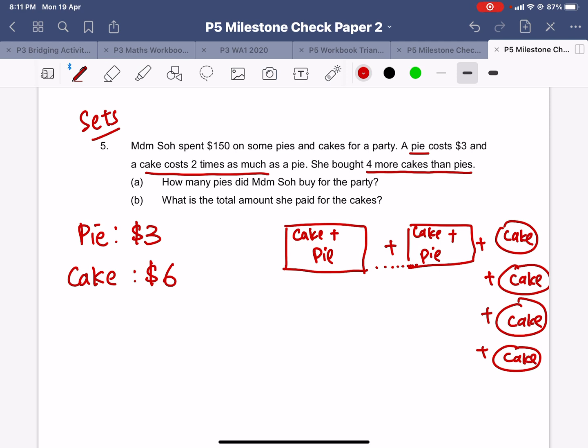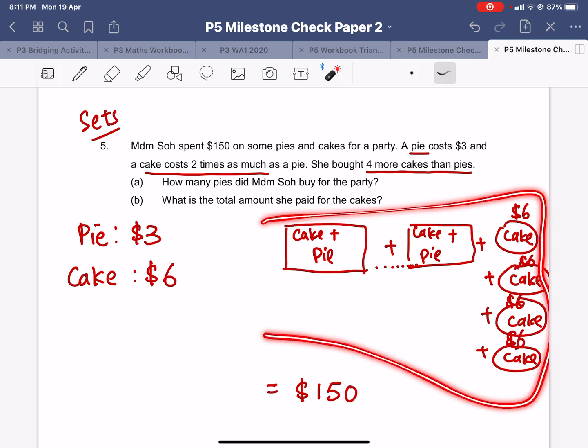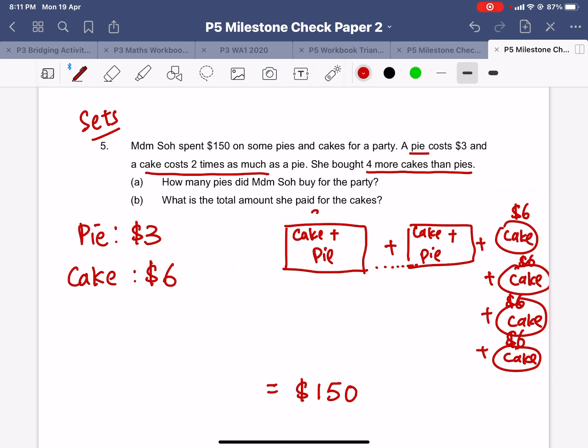If you remember, we drew pictures in our MSP. Cake is $6, $6, $6, $6. But we know that the total is actually $150. That means this whole thing is $150. Now a set of cake and pie, by the way, is $9. How do I get $9? Because 6 plus 3 is $9. Each set is $9, like an extra value meal. $9, $9, $9, $9, $9, $9.